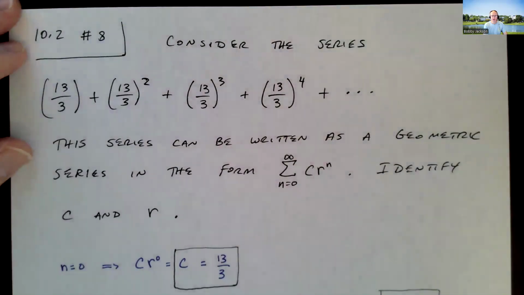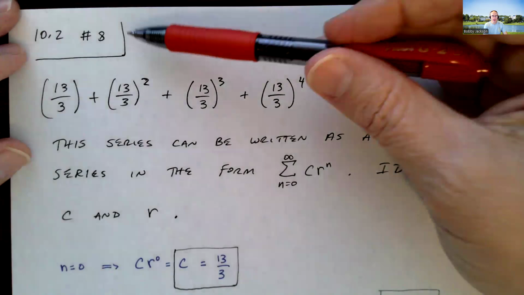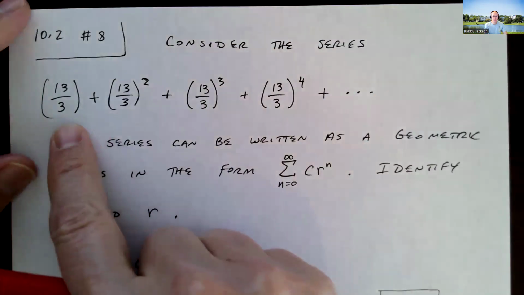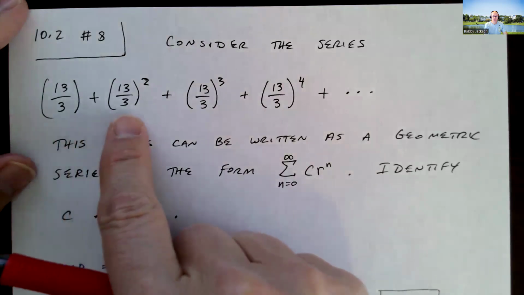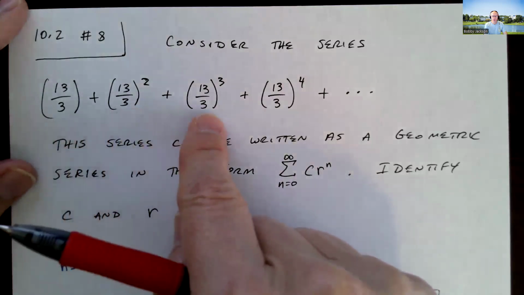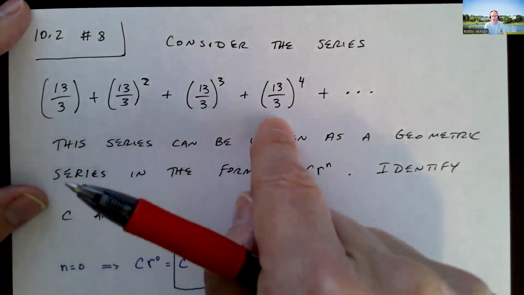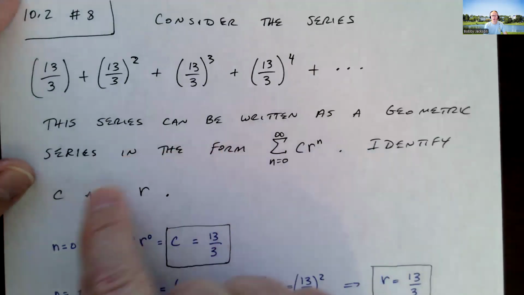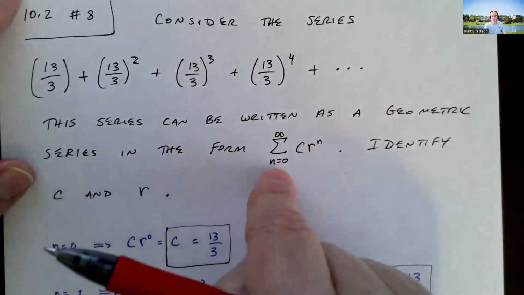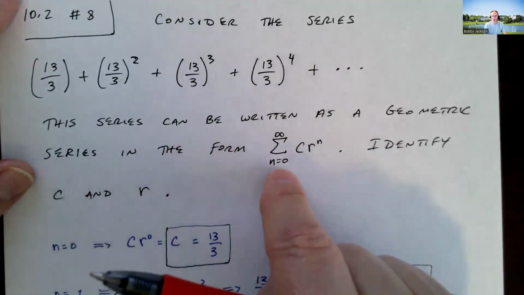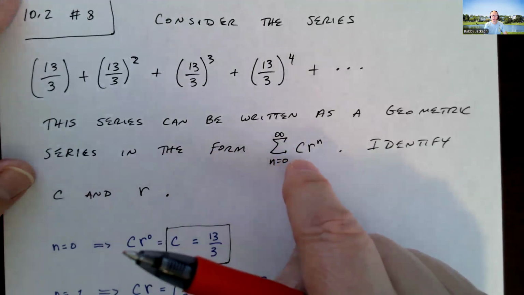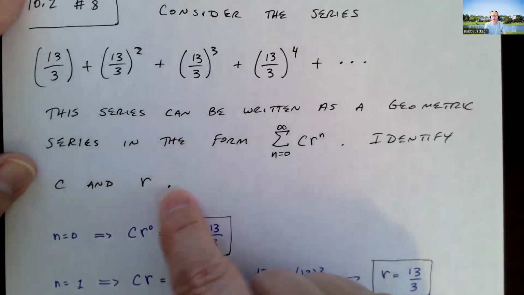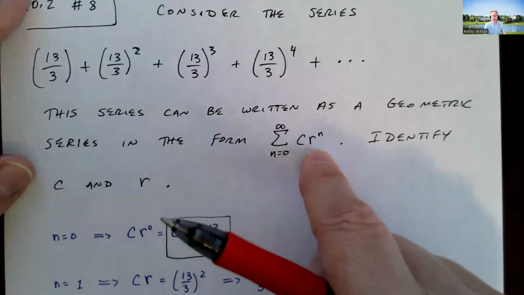Okay, we got a fun series to look at in number 8 here in section 10.2. We're going to consider this series, which is 13 thirds plus 13 thirds squared plus 13 thirds cubed and then to the fourth power and so on and so on. So this series can be written as a geometric series in this form. Notice they're starting with n equals 0 to infinity of c times r to the n. And they want you to identify the values of c and r.